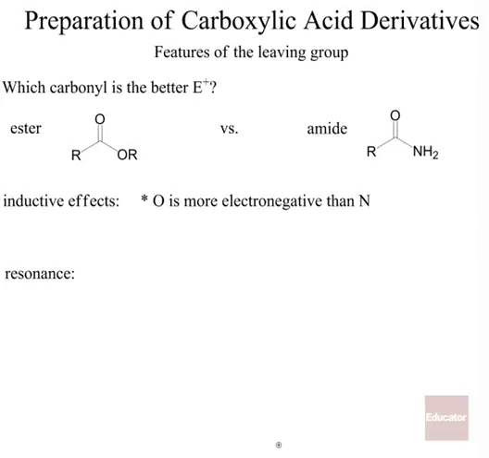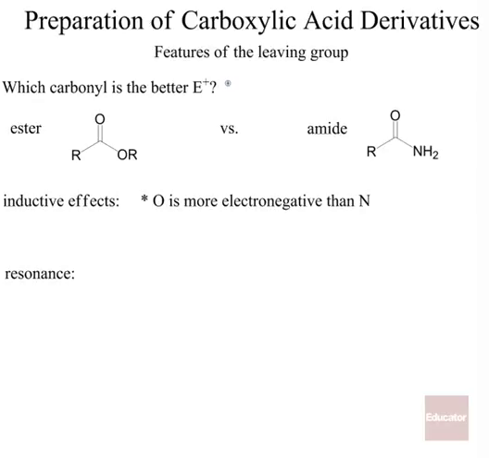If we want to learn how to prepare these carboxylic acid derivatives, we really need to have a good understanding of the differences between the various leaving groups. And so one question we can ask is, how do they compare in terms of electrophilicity? So in exploring the features of the leaving group, let's ask which carbonyl is the better electrophile. Let's compare the ester versus the amide. Which of these is a better electrophile?